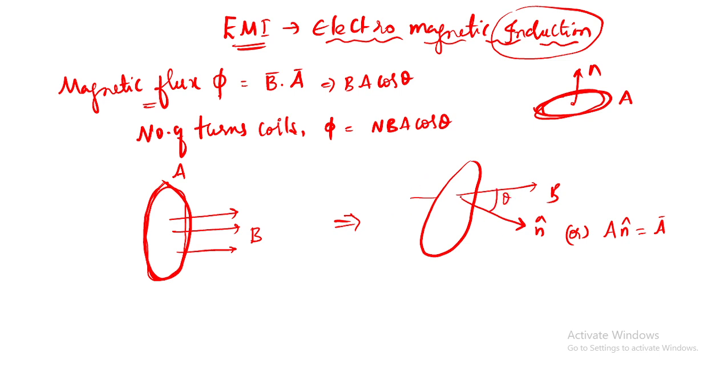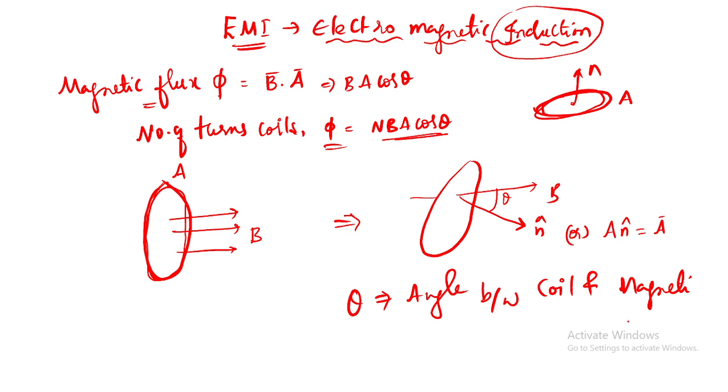Basically, the number of field lines will change here. So whenever it changes its orientation, the flux will automatically change. So this theta is the angle between the coil normal and the magnetic field. Okay, this is a basic concept I am discussing.